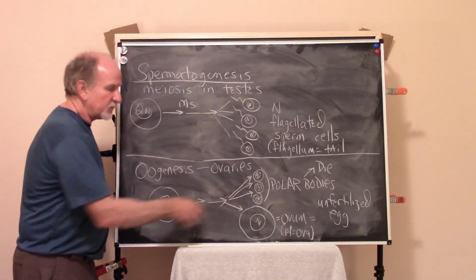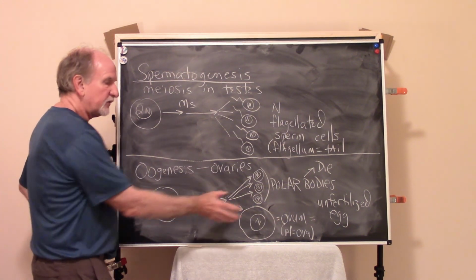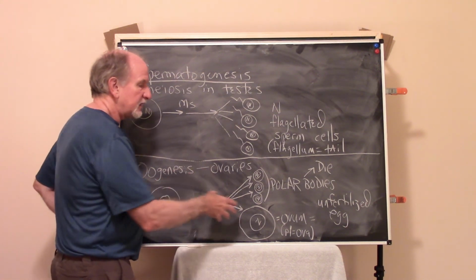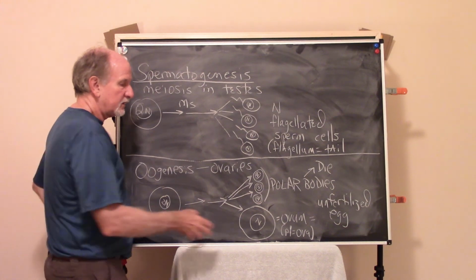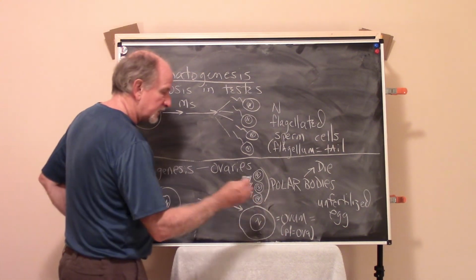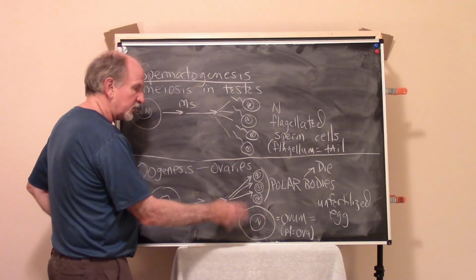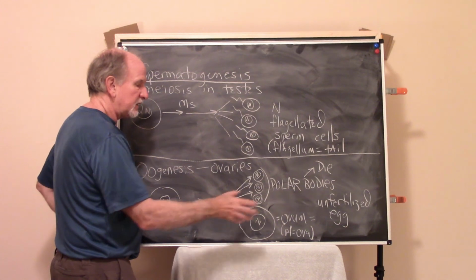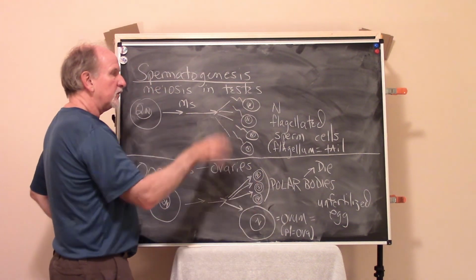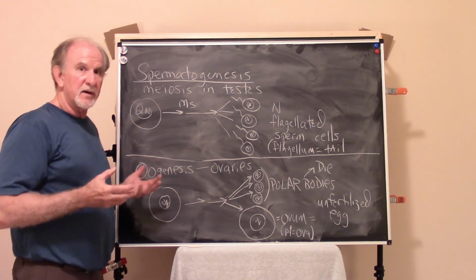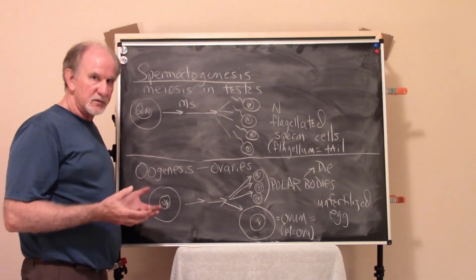The fourth haploid cell is very large. It's the one that survives and is known as the ovum. The plural form of ovum is ova. And the ovum is a haploid cell. The sperm cells and the ova are known as sex cells or gametes, and they're the products of meiosis.